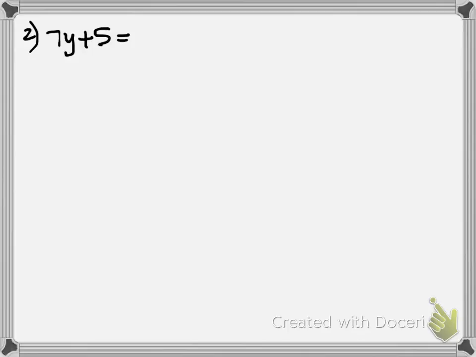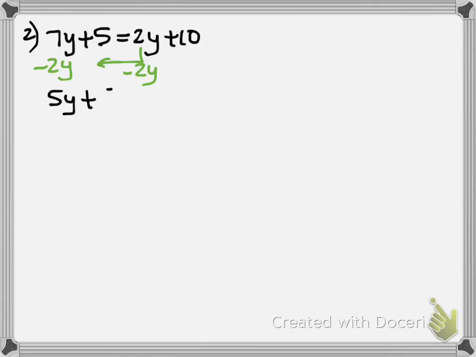7y plus 5 equals 2y plus 10. So again, we want to take the variable to the left, so we look at its sign. The sign of 2y is positive, so the opposite is subtract. We're going to subtract. We're going to have a negative. So we get 5y plus 5 equals 10.